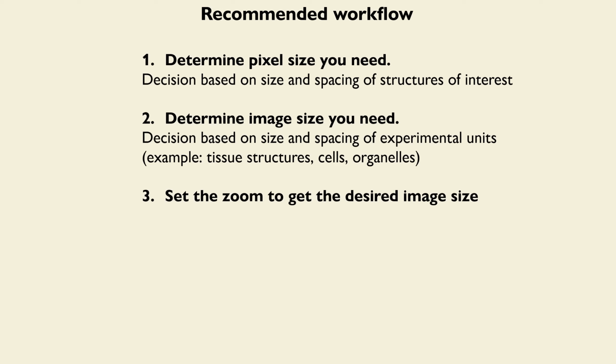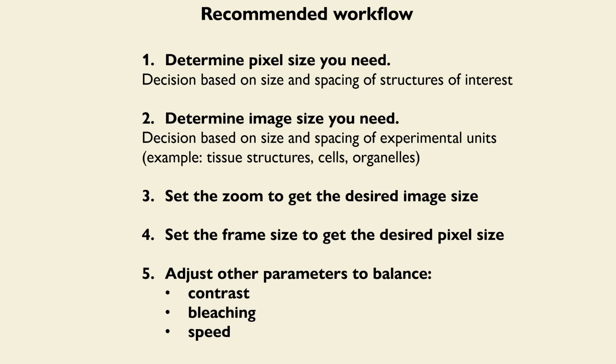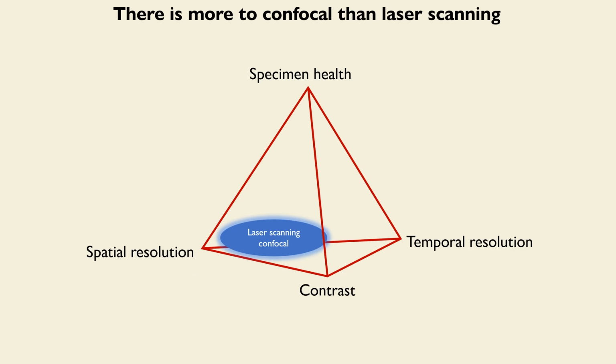Once you know what image size you need, set the zoom to get the desired image size. Then set the frame size to get the desired pixel size. Frequently in many confocals, this is a button that you can just press if you want the highest possible resolution, and it'll pop the number right out. And then finally adjust other parameters to balance the contrast, the bleaching, and the speed.